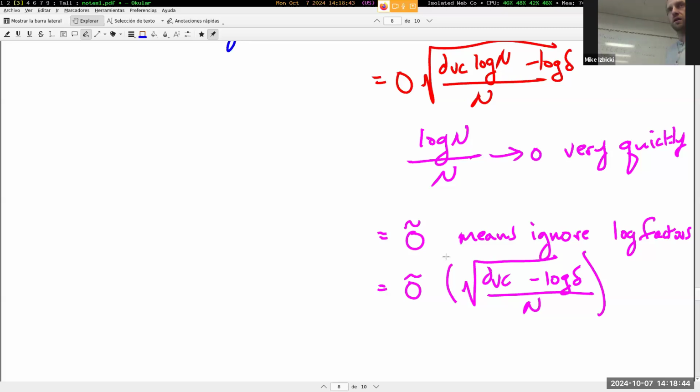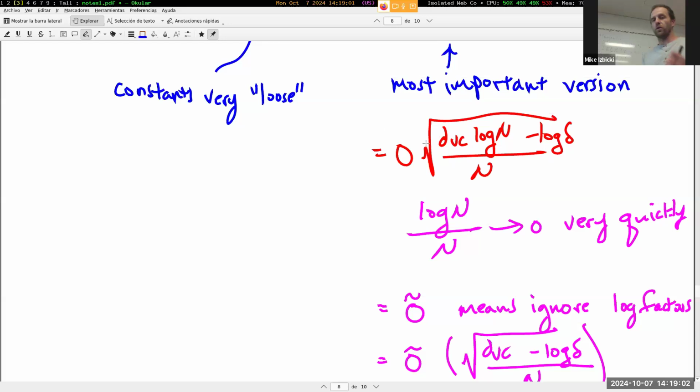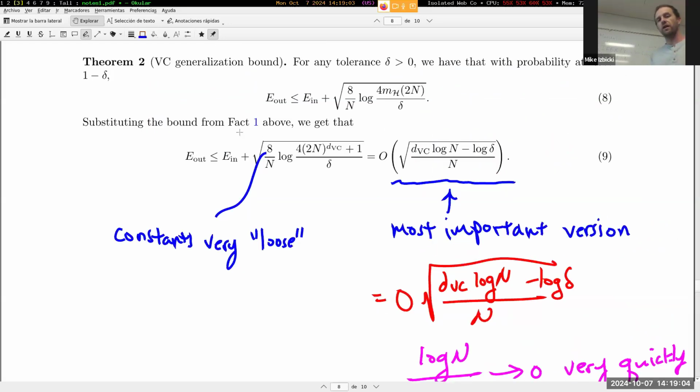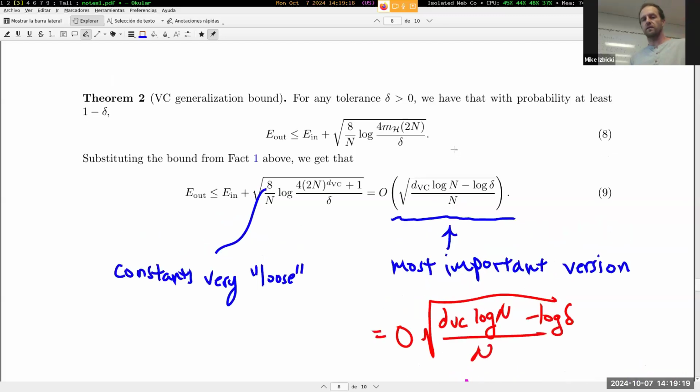Go ahead. If log of n over n goes to 0 very quickly, then doesn't that also diminish the d VC? Like, doesn't that also bring it down to 0? Yeah, so the question is, if log n over n goes to 0 very quickly, then doesn't the whole thing go to 0 very quickly? And the answer is yes, the whole thing does go to 0 very quickly, and that is a good thing. One way of interpreting this theorem is that for any finite d VC, so whatever our hypothesis class is, it has some fixed VC dimension that does not depend on the number of data points.